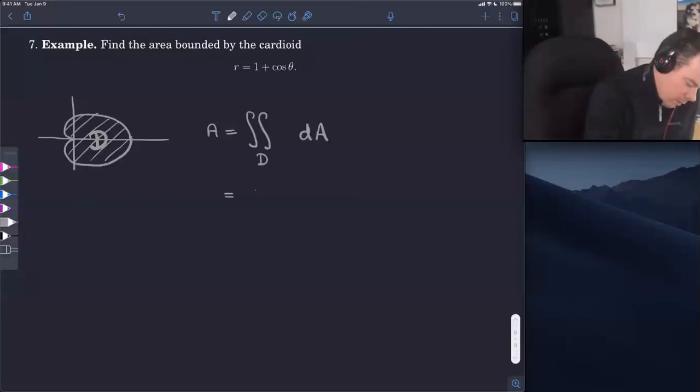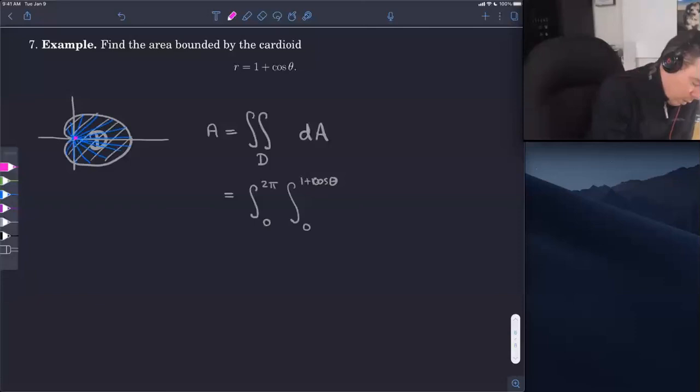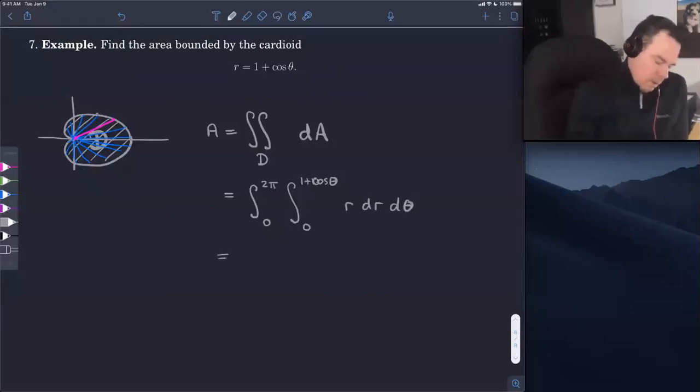And what is this? Well, this would be the integral where theta goes from 0 all the way around to 2 pi, and r goes from 0 up to the curve 1 plus cos theta. Again, I'm imagining these rays sweeping out the region. Those are all of the theta values that sweep out the region. For any one of those theta values, our r value goes along it out to the curve. That's how I get these limits of integration. dA in this case is r dr d theta. And now we can go ahead and integrate.